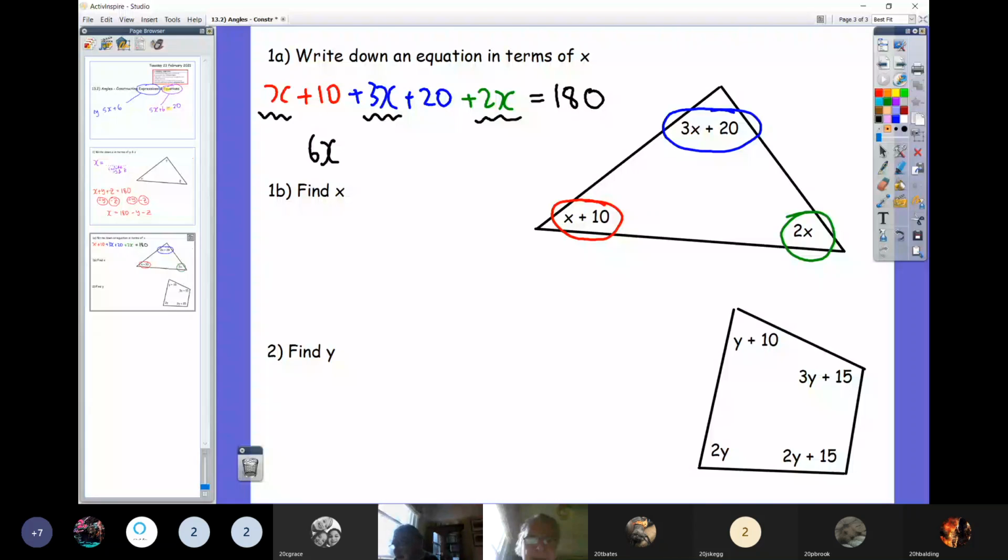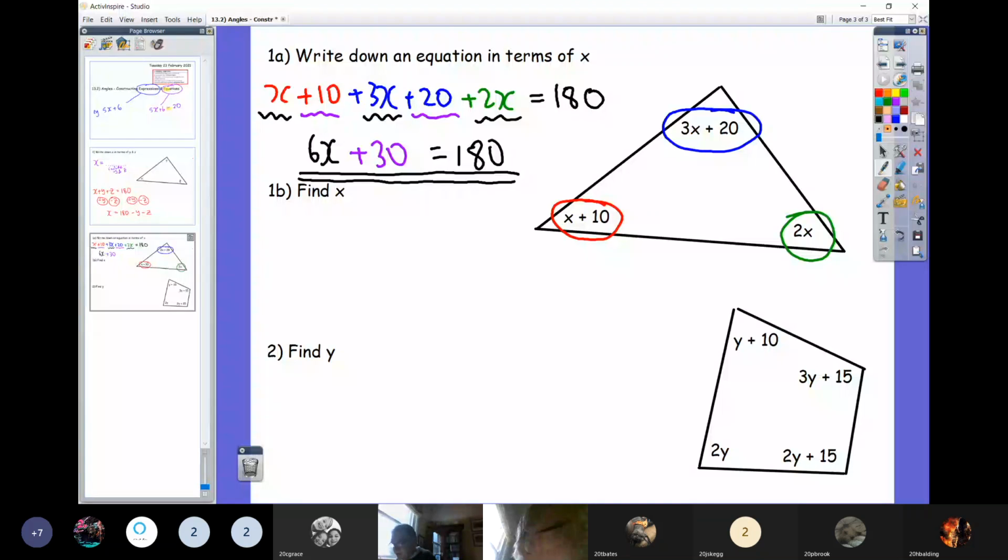We've written down an equation in terms of x. Again, we've got a bit of a lag. I've added up my x's: x plus 3x plus 2x was the 6x. The 10 added to the 20 was the 30, and that equaled 180. Now 1b is asking me to go and solve that equation. I've now got to do my normal maths to find out what x is.